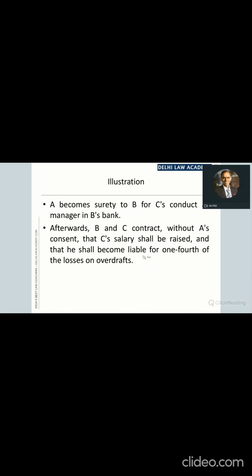Now, since this variation in the contract between B and C has been made without the guarantor's, without the surety's consent, surety is not responsible for this loss which C has additionally assumed.